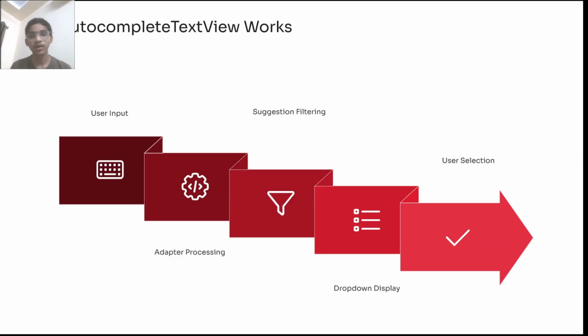And finally, we reach the user selection. The user can simply tap on one of the suggested options and it automatically fills into the text field. This saves time and improves accuracy. So in short, autocomplete TextView follows a very structured flow from user input to adapter processing, filtering, drop-down display, and finally selection, making text entry both faster and smarter.